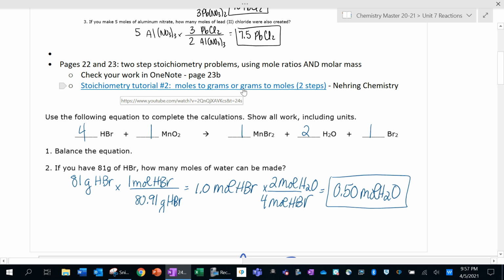Notice when I'm showing my work here, I tend to represent these ratios as fractions. Like I show a number multiplied by a fraction. That's the way I like to show it. There are other ways in which you can represent your work.